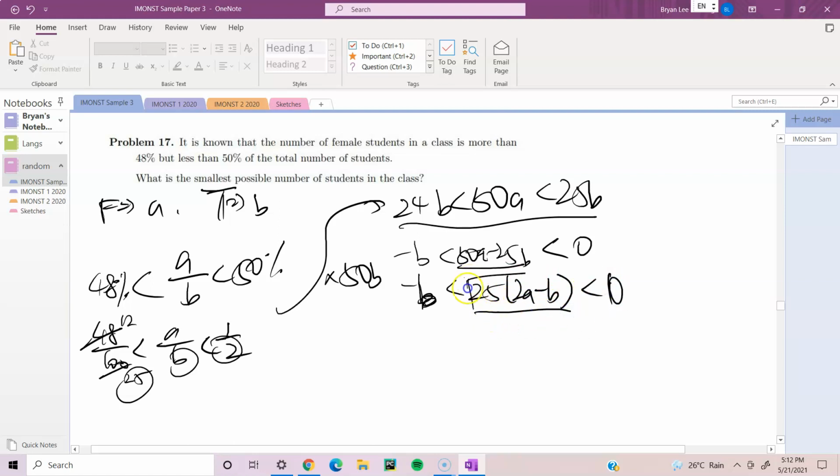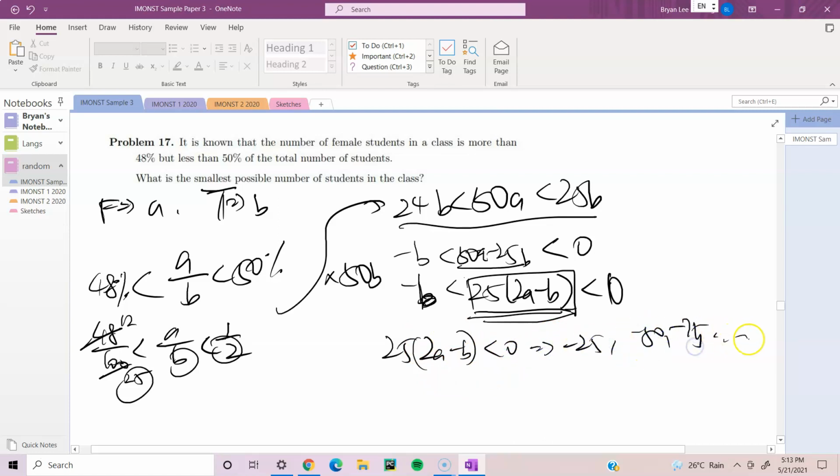So this one, we want this to be the maximum because it's a negative number. So 25 times (2a minus b) is smaller than 0. So we will have multiples like negative 25, negative 50, negative 75, right? Since we want our b to be a minimum, we would obviously take this.